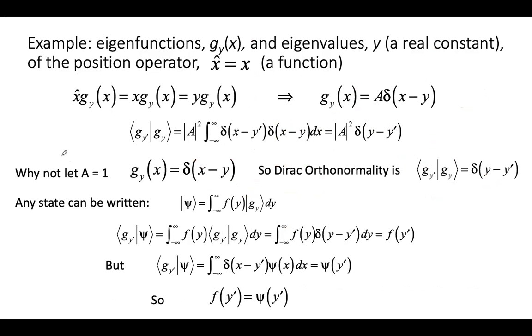Okay, I want to do an example, and then I'll quit here. The example is, let's pretend the operator we're going to try to work with is the position operator. And so I want to find the eigenfunctions. I'm going to call them g this time. In fact, I'm going to call them g of y. That's the eigenfunction. The eigenvalue is y. It's just a real constant. And we're going to do this for the position operator.